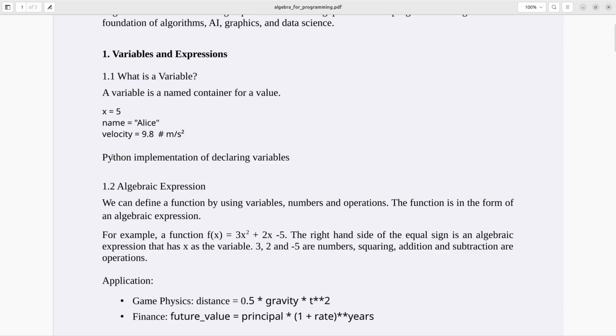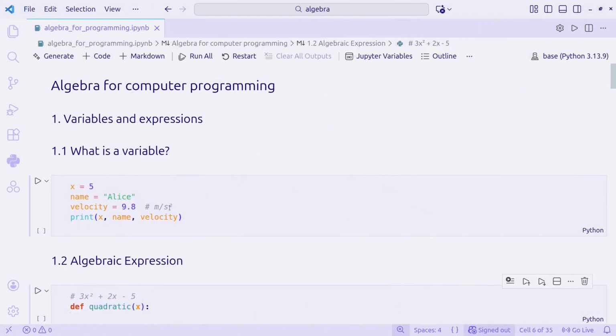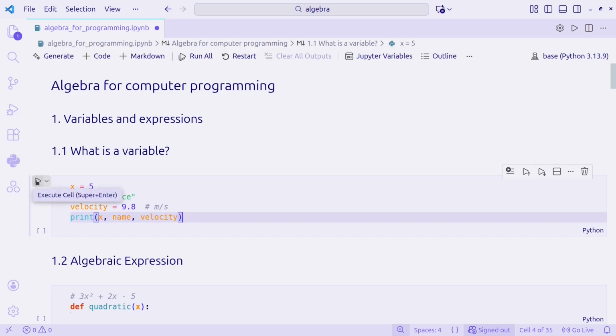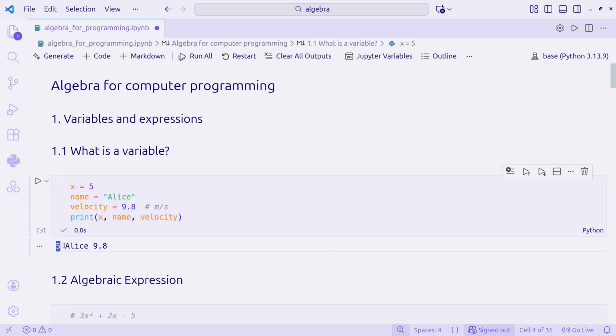So let us see how we can implement the declaration of variables in Python. It is easy. I just use the variable name followed by the equal sign followed by the value to be put into the variable. Here, remember that for velocity, the unit has to be meters per second, not meters per second squared. After that, I can just print out all the variables in just one print statement. You can see that I'm able to get 5, Alice, and 9.8 from all the 3 named variables, okay?